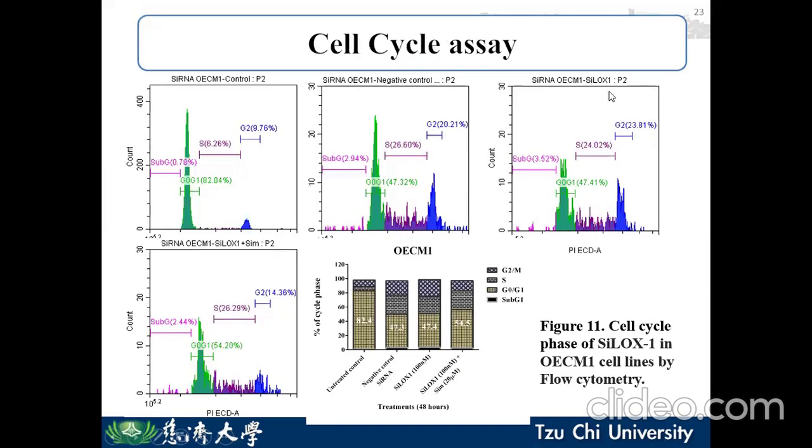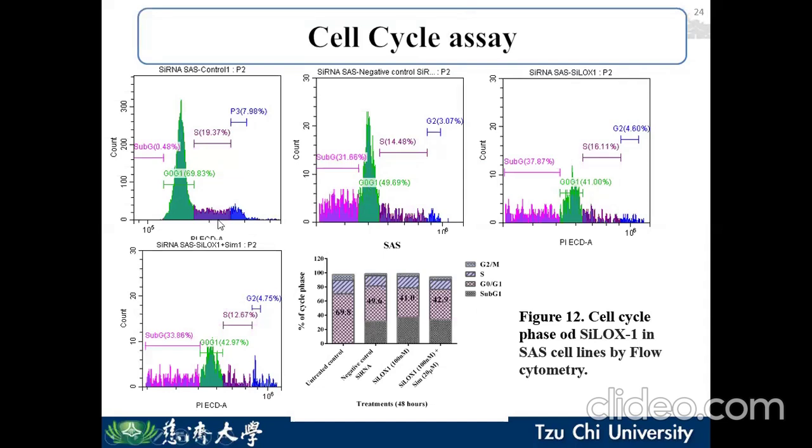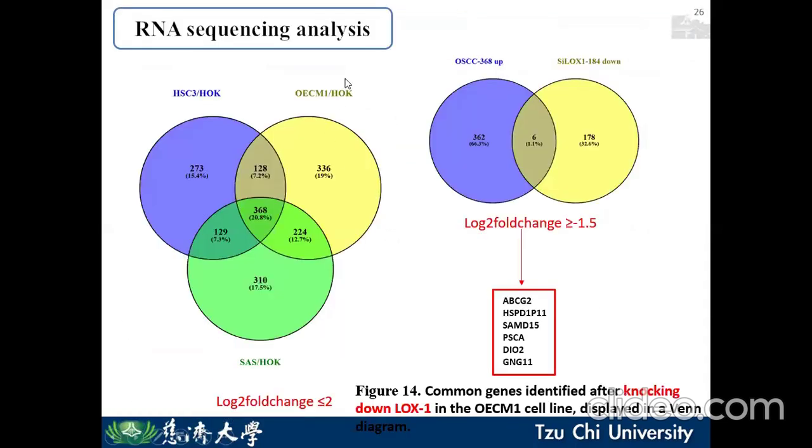We confirmed the silencing with cell cycle analysis, with a half difference with simvastatin, in three different cell lines. RNA sequencing analysis after knocking down LOX1 shows which genes are highly expressed. We confirmed 368 upregulated genes and 184 downregulated genes, and which genes are significantly decreased in the experiment from the RNA sequencing analysis.